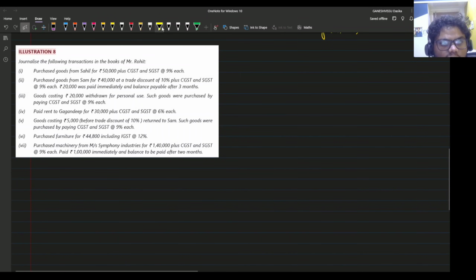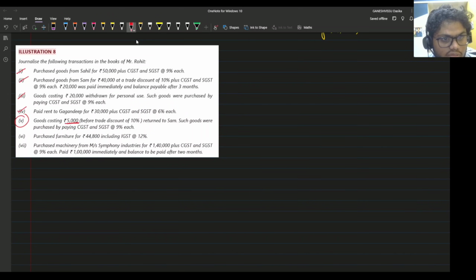Simple transactions only, but there is nothing much involved. Okay. Now what happens? Let us see, this 1, 2, 3, 4 completed, right? Let us go for the fifth one.